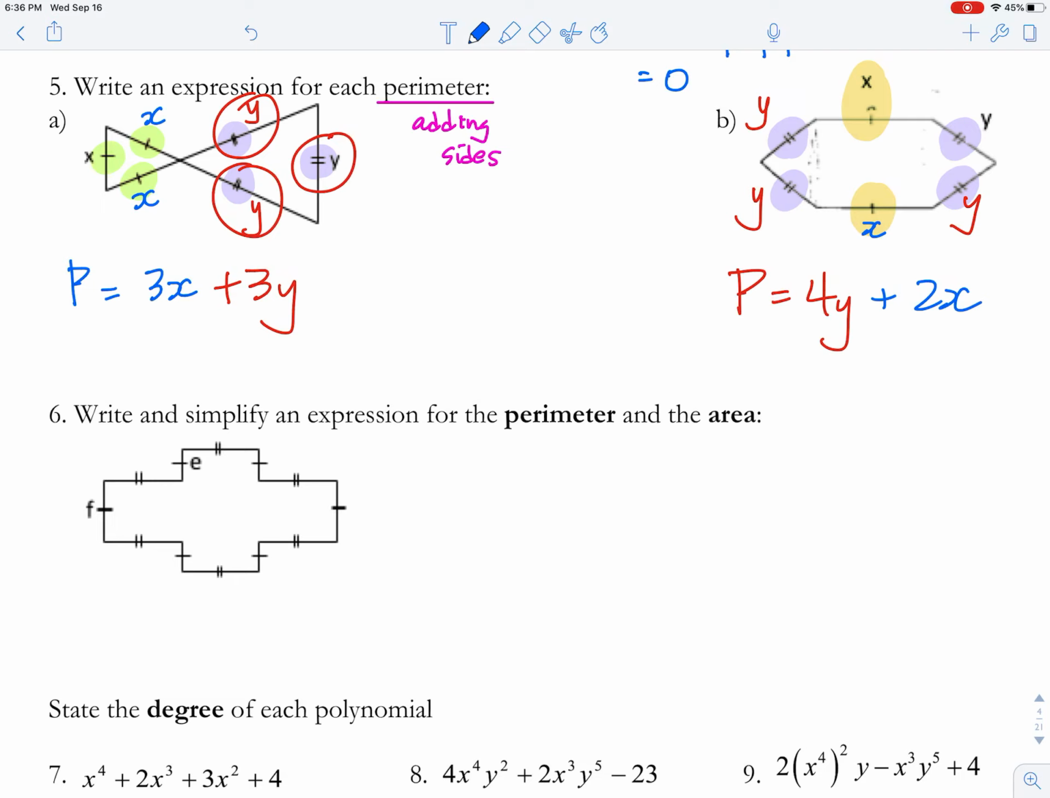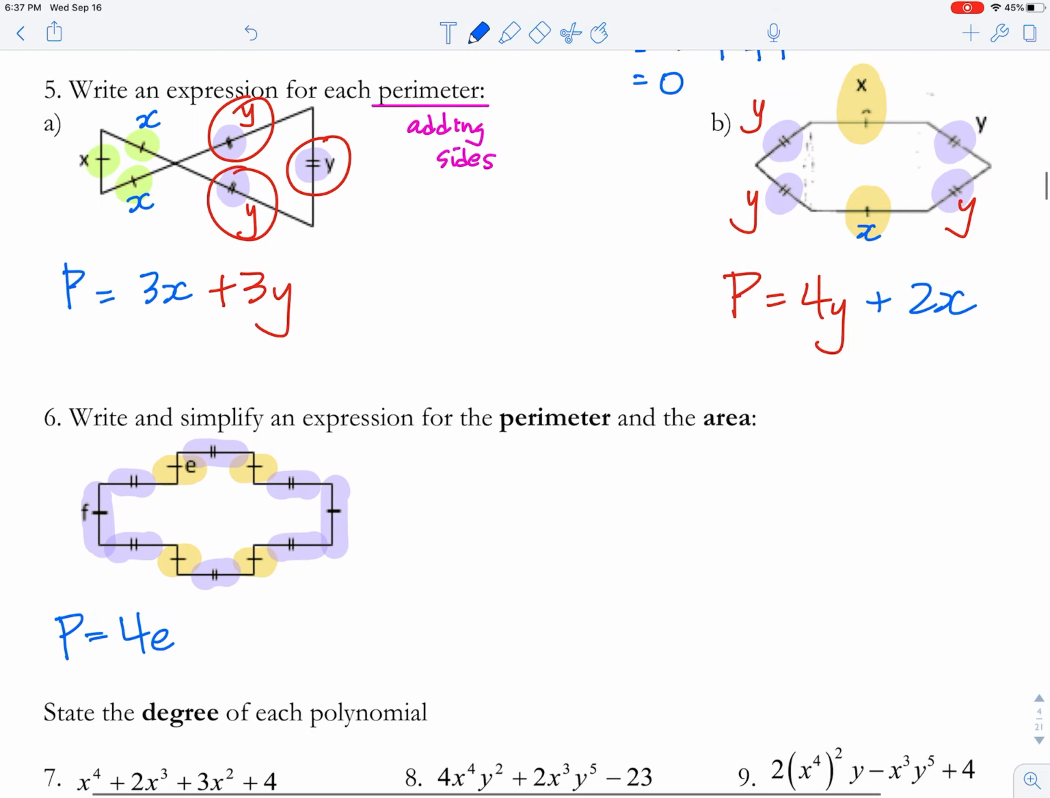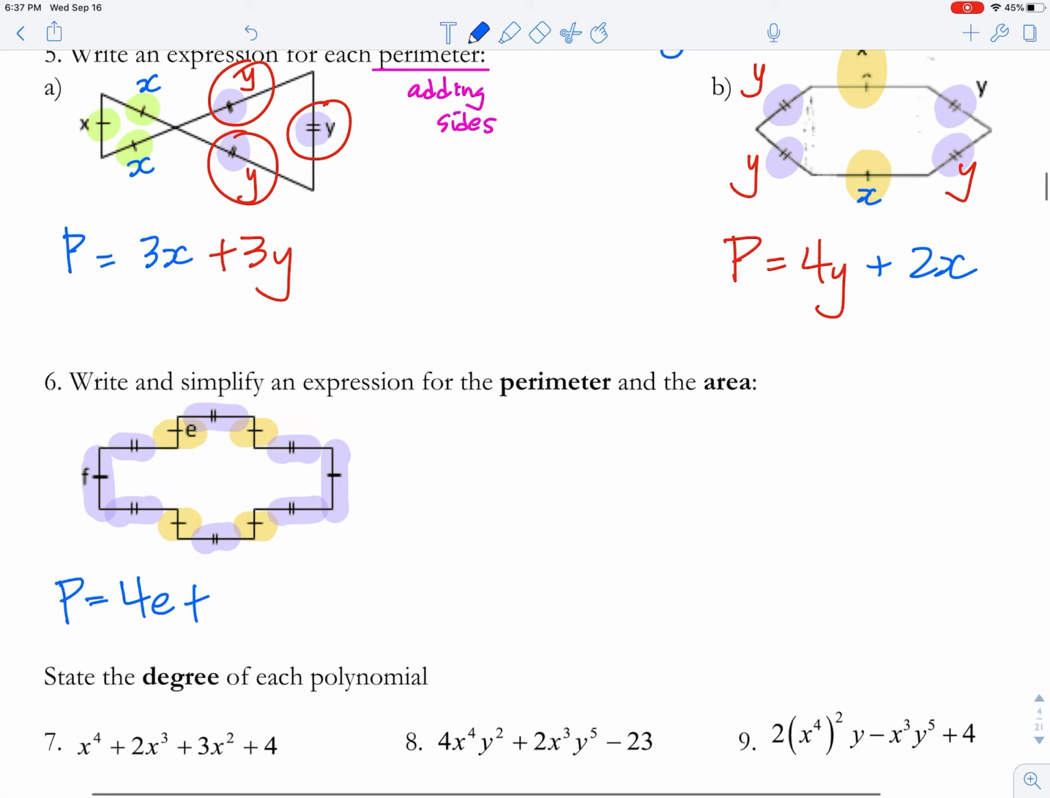6 wants us to do both the perimeter and the area. The perimeter we're going to do first because it's going to be most straightforward. I have an E here, another E here, another E here, another E here, all with the single lines. So the perimeter is going to equal 4E. And then I've got, it doesn't really show up that well, but that's a double, 3, 4, 5, 6, 7, 8. So it's going to be plus 8f. So the perimeter, pretty straightforward.